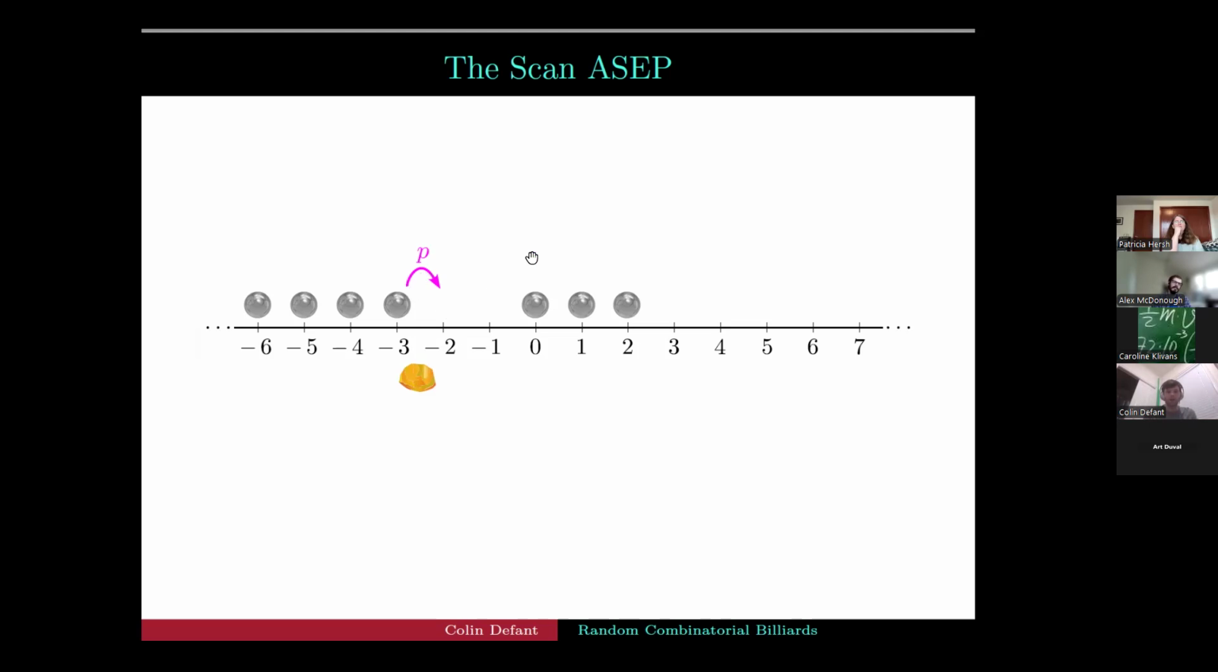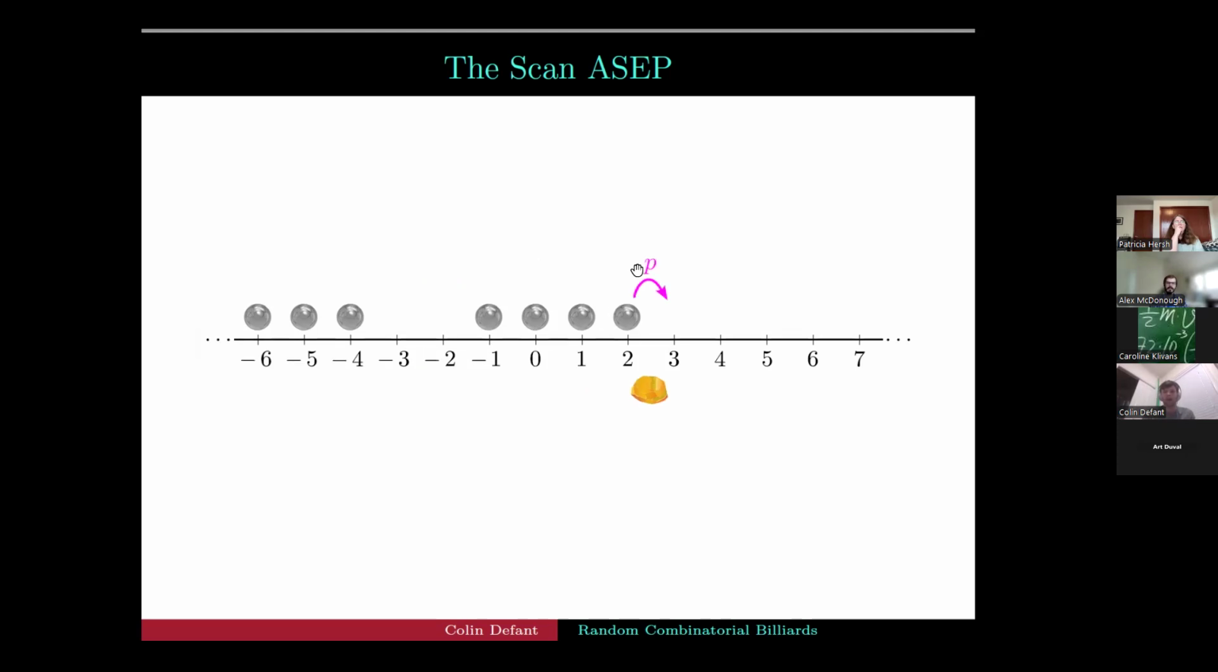This particle moves with probability P. Let's say in this example, it does move. Now, again, this is going to move with probability P. Let's say it does move. And now nothing happens. Now nothing happens. Now the particle moves with probability P. Let's say it doesn't move. And so that completes another scan. And you just keep doing this over and over. You just do scan after scan after scan.